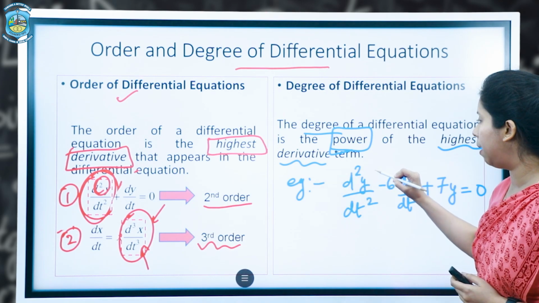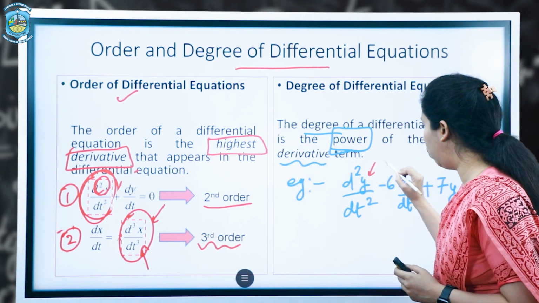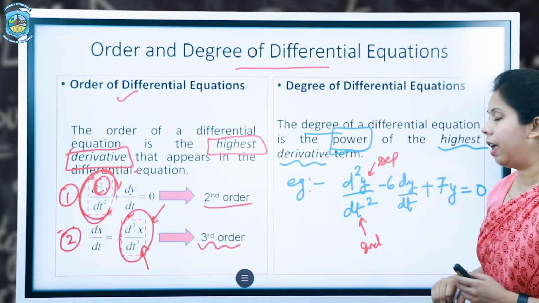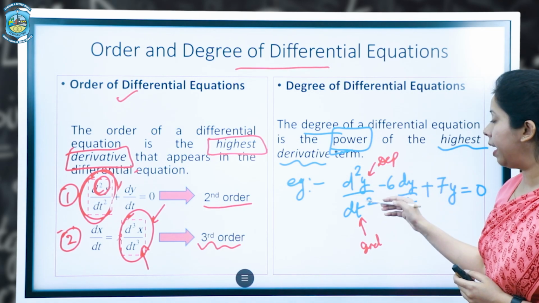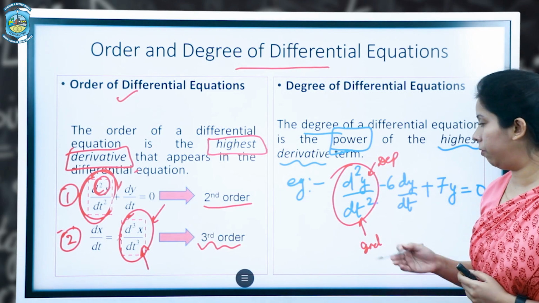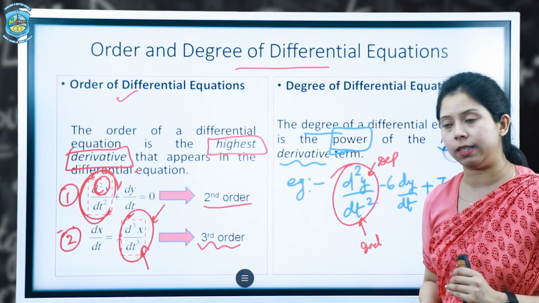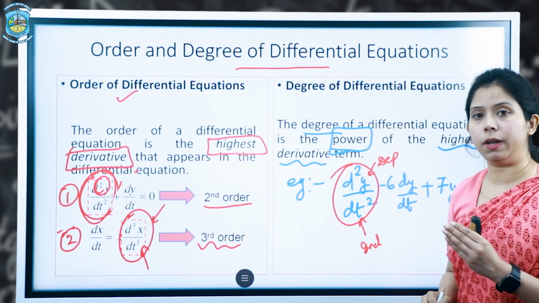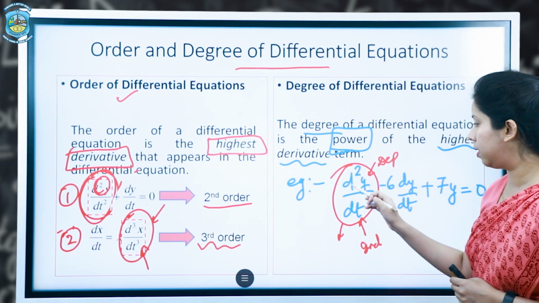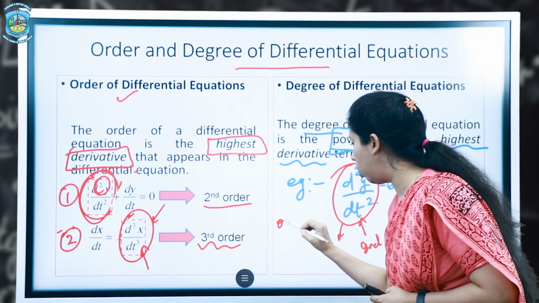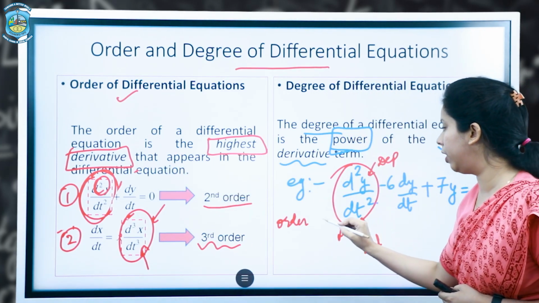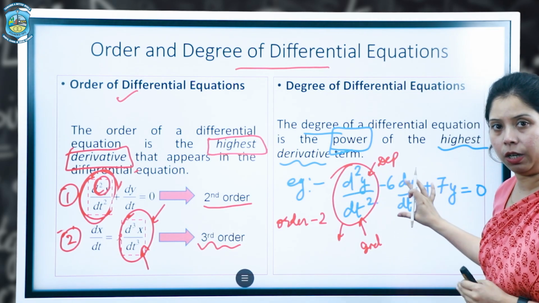So first we will discuss the dependent as well as the independent variable. In this particular example, the dependent variable is y, the independent variable is t, and the highest derivative that is appearing in this equation is d2y by dt square. Obviously dy by dt is one-time differentiation, and d2y by dt square means we have to differentiate it twice. So the order of this derivative is the highest in this particular equation. So the order of differential equation depends upon the highest derivative. Here the highest derivative is of order 2, so the order of this differential equation will be 2.